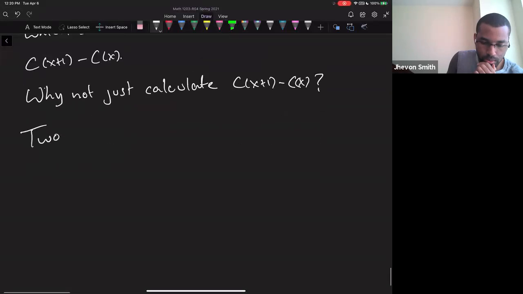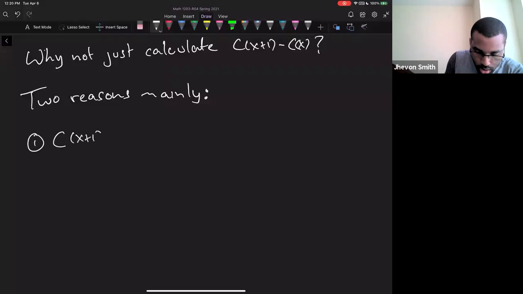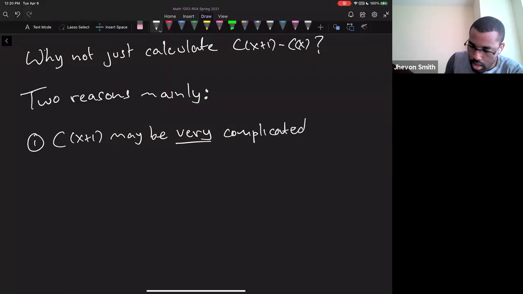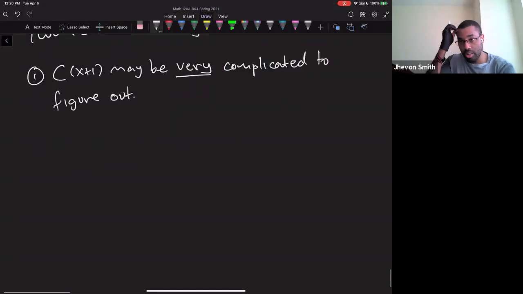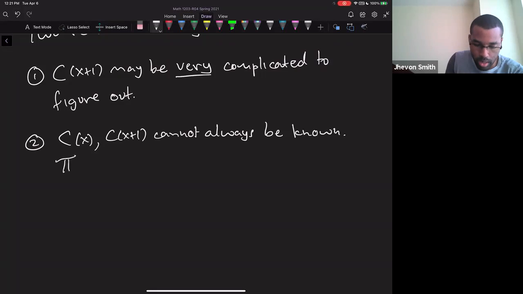Well, two reasons mainly. I did mention them earlier. One, c of x plus 1 may be very complicated to figure out, not in this class, but in general. So just because you know how much it costs you to make a certain amount of things doesn't mean you'll know how much it's going to cost you to make slightly more. A lot of things can happen in the real world that will affect that. Two, c of x or c of x plus 1 cannot always be known. They may be in the future, etc.